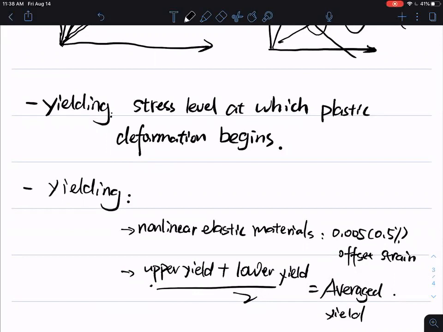Of course, for the linear elastic materials, we use the 0.002 or 0.2% offset method to find strain.